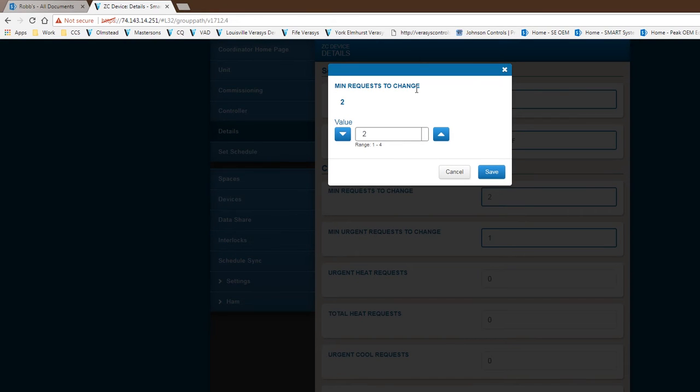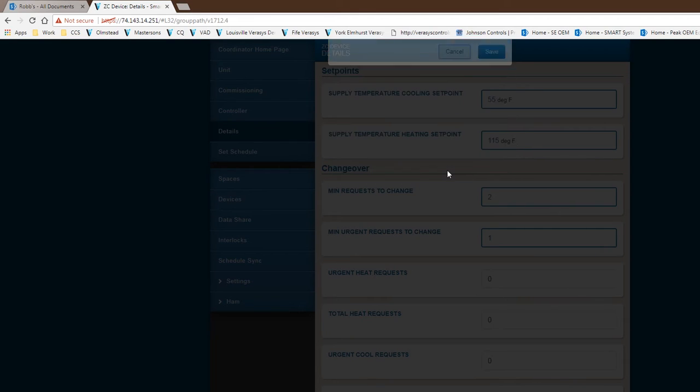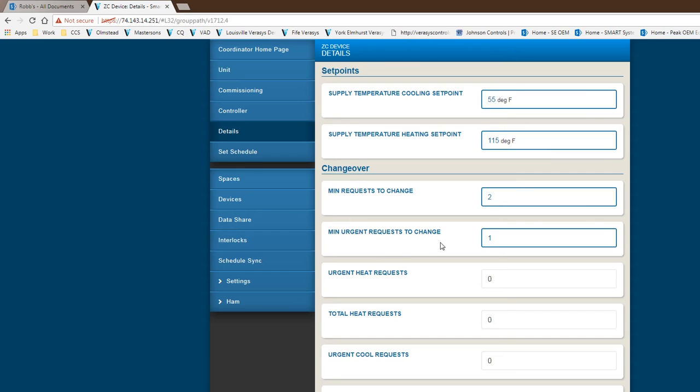So minimum request to change is 2, and you could go up to 4 or as low as 1, and then minimum urgent request to change is 1. So if there's an urgent 1 vote, that's all it takes to go into cooling, if it's an urgent request. And it does have a little bit of status input here that the changeover state cooling timer has expired.